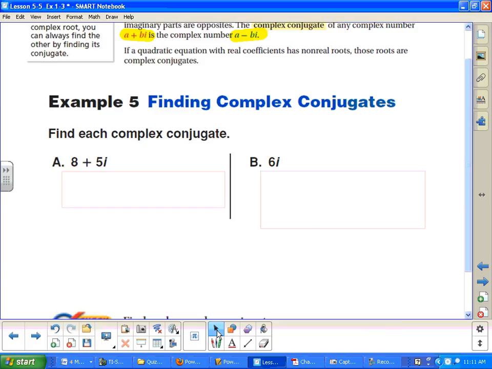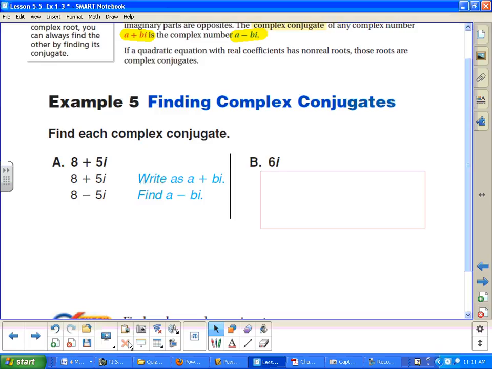For the complex conjugate, what's the conjugate of 8 plus 5i? Okay? 8 minus 5i. We change the sign of the imaginary part. The imaginary part, 5, was positive, so now I make it negative.